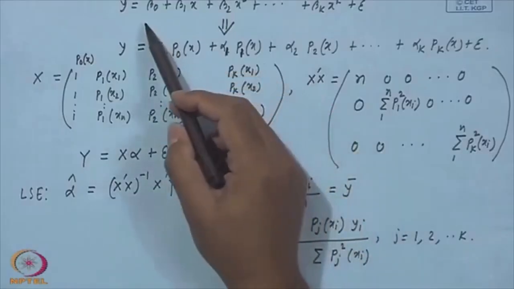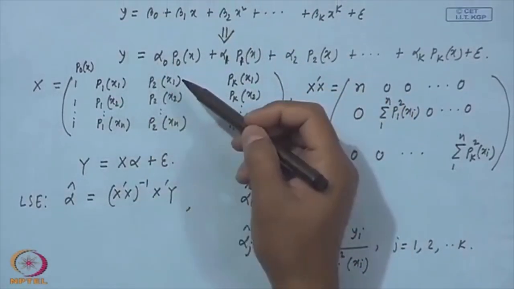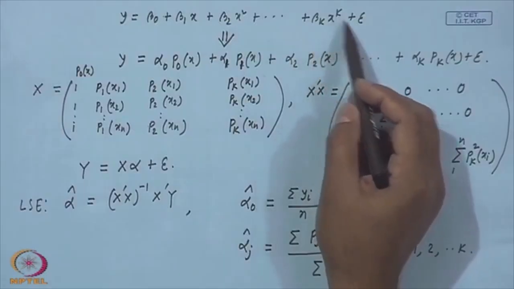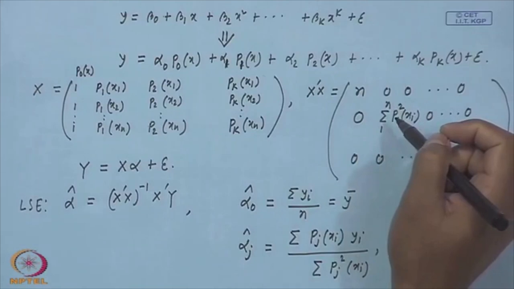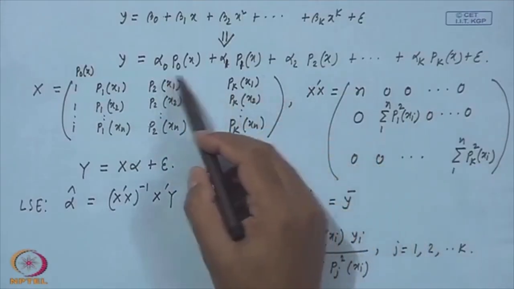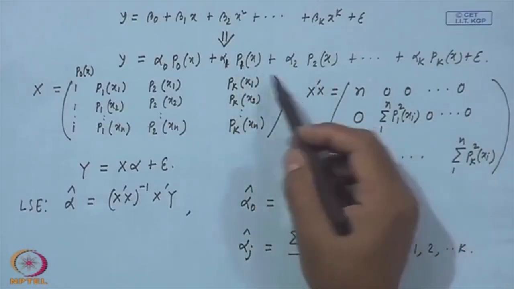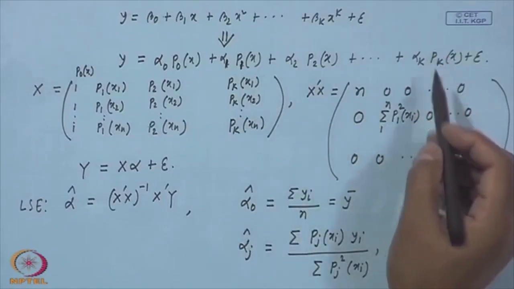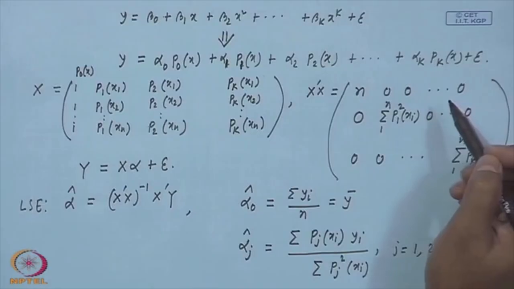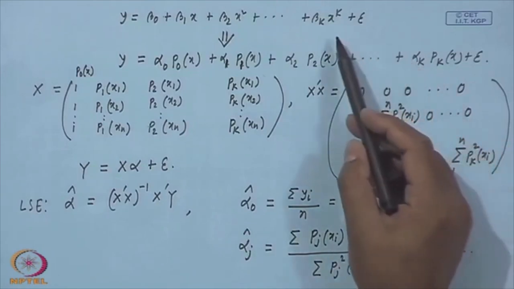So this is the kth order polynomial in one regressor variable x. The model is y equal to beta naught plus beta 1 x plus beta 2 x square plus beta k x to the power of k plus epsilon. And we have realized that instead of fitting this model, there are several advantages if we fit this model, where P 1 is an orthogonal polynomial of order 1, and similarly P k is an orthogonal polynomial of order k. And this can be considered as a multiple linear regression model with k regressors.